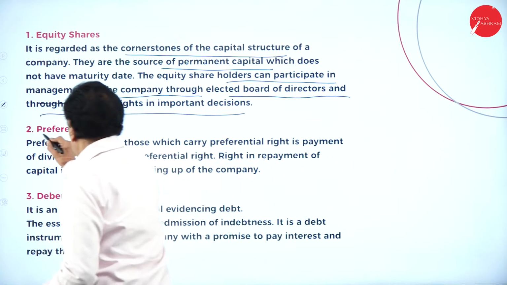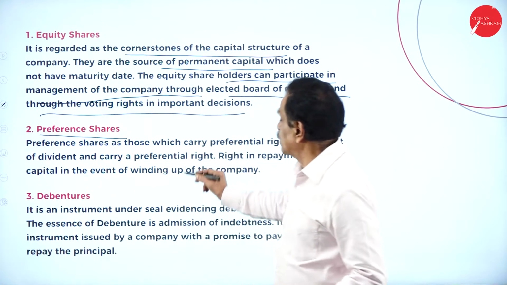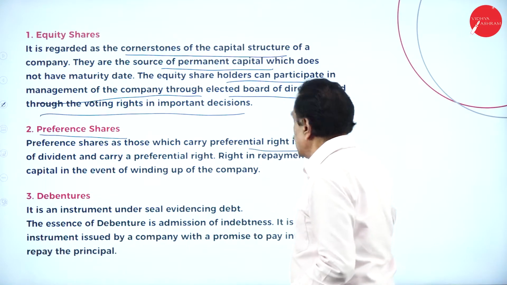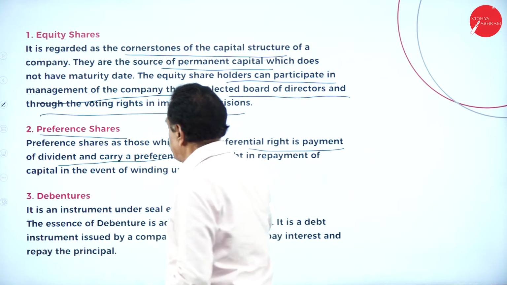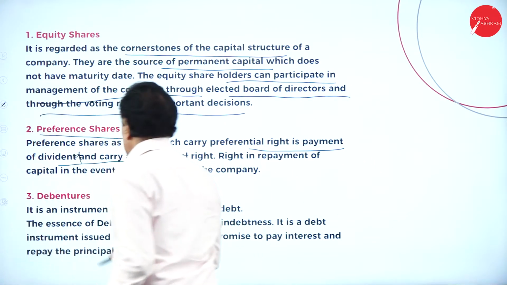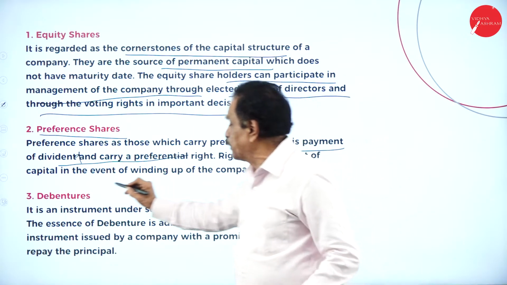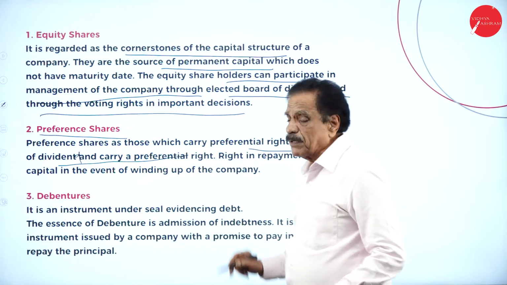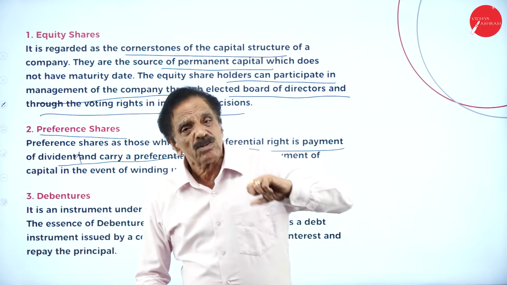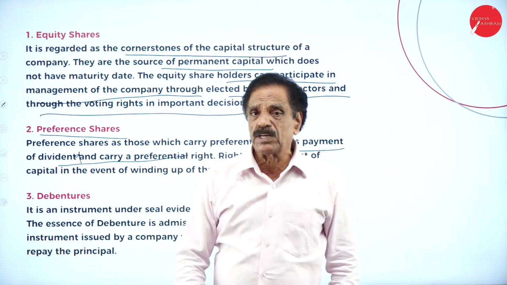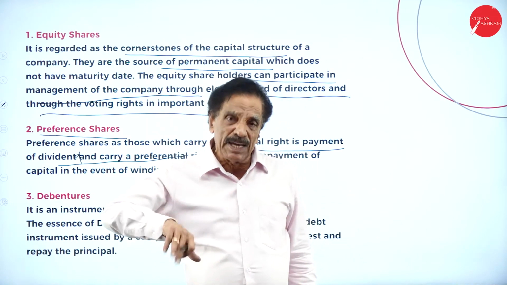Then you have preference shares. Preference shares are those which carry a preferential right in payment of dividend and a preferential right in repayment of capital in the event of winding up of the company. When the company winds up, the first preference goes to the preference shareholders, for their capital and their dividend.